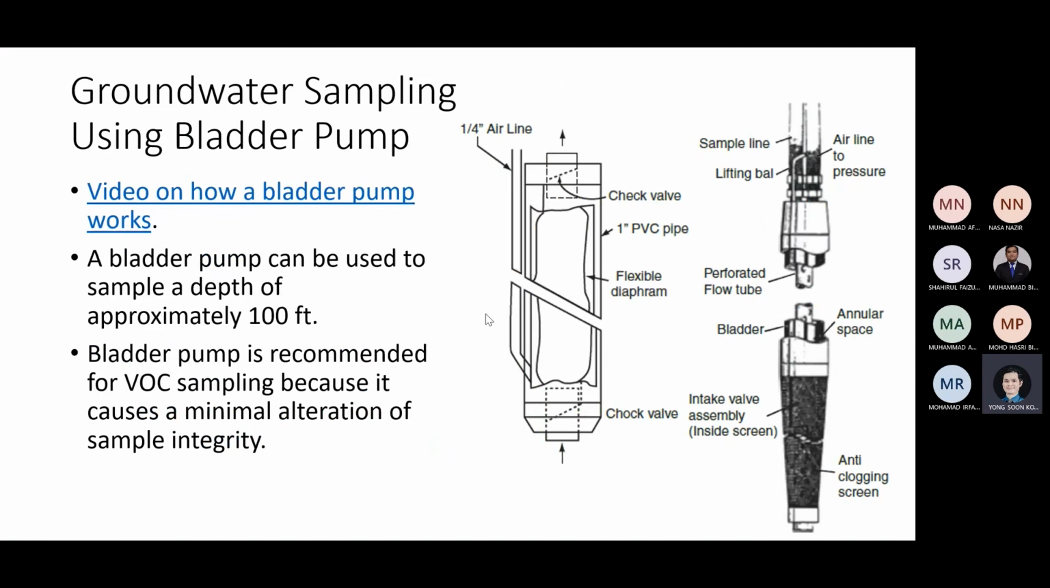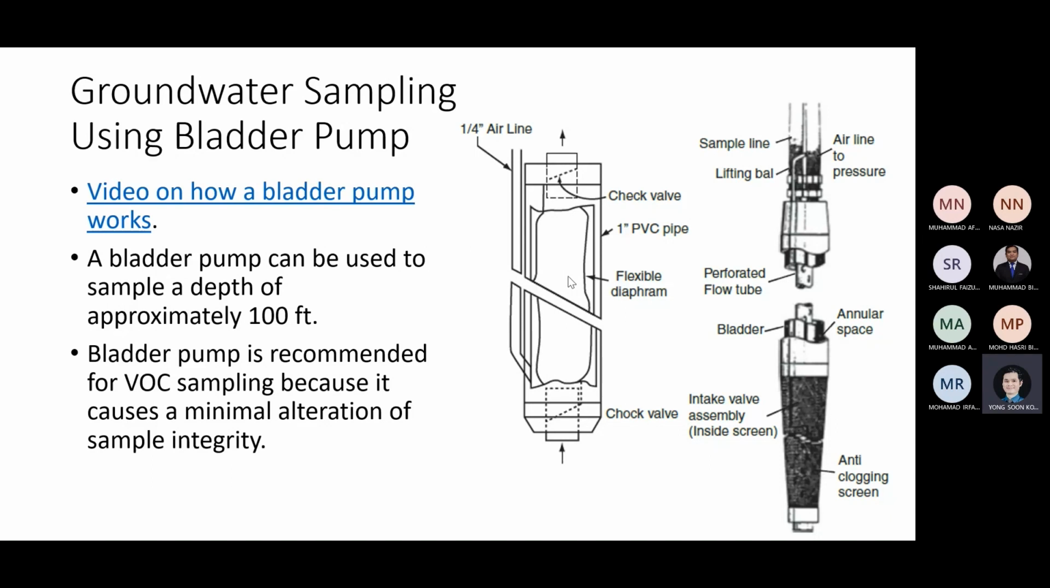Another type of pump, we call it a bladder pump. Now this bladder pump is what people say is more preferred. I believe this is the one that is more preferred in pumping up water, because they say that they are the one that can cause minimal alteration of sample integrity. I think it's the way they work, yeah, how this is done.